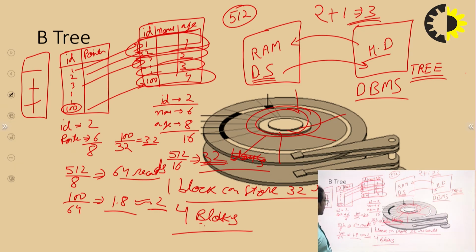And when I do this one, maybe we need only 1 block, 2 blocks. So the number of blocks decreases when I do multi-level indexing. Through this, the access speed increases. That's why we need a B tree.